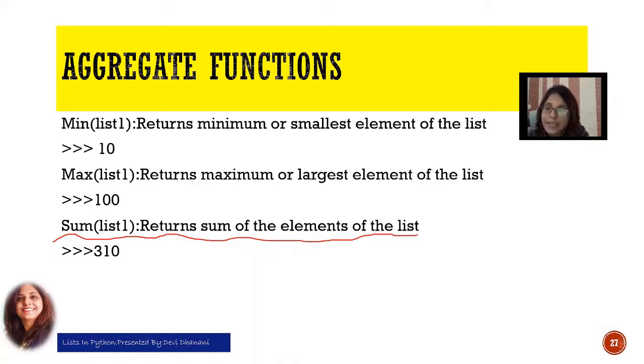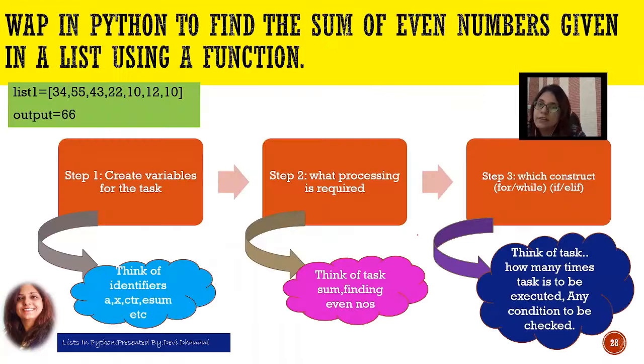Now the next topic that we are going to cover is how can we pass a function as an argument to the list. So let's see how we can write a program in Python to find the sum of even numbers given in a list using a function. Herein what we are going to do, we assume that there is a list variable list1 and it has these elements. So how do we go about writing a program in Python, and how can we pass a list as an argument to a function?